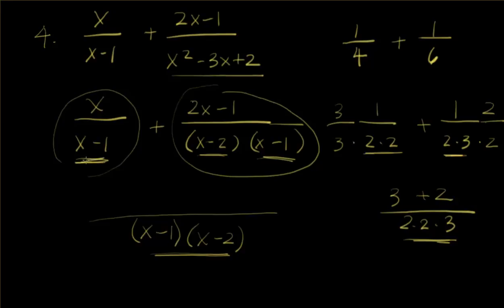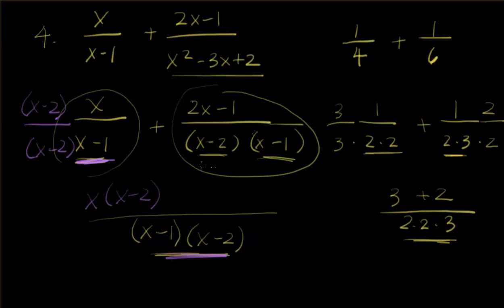Let's compare this denominator, let me use a different color, this denominator with the LCD, the least common denominator that we created between the two denominators. What's missing is that x minus 2. So I'm going to multiply the denominator by x minus 2, and when I do that, I have to also multiply the numerator by x minus 2. So we have x times x minus 2.